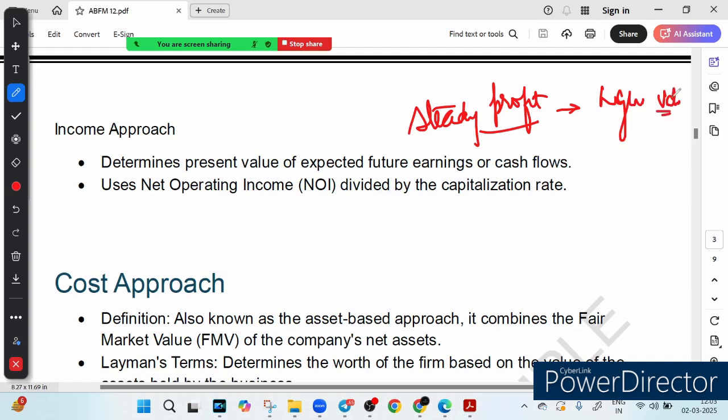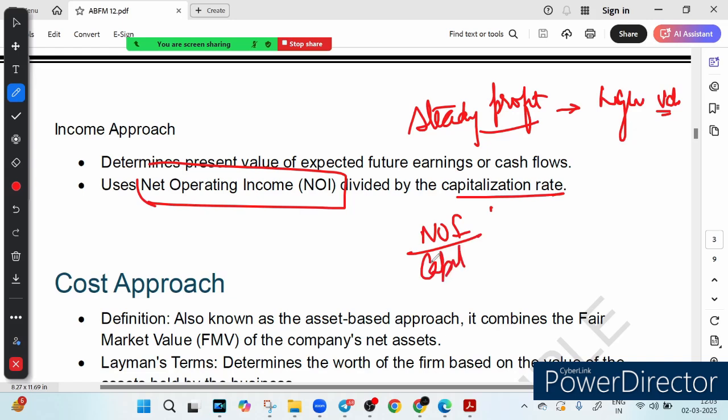So the formula is simple. This is something called net operating income, NOI. NOI divided by capitalization rate will give you the present value. So in short, the income approach tells us how much the company is worth today based on what it will earn tomorrow. Both these methods, whether market approach or income approach, help investors, bankers and regulators put a fair price tag on a business.